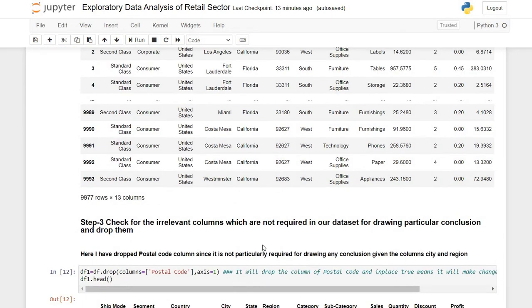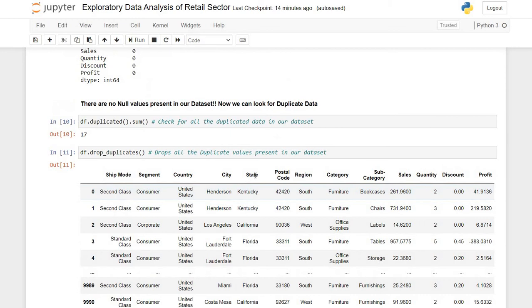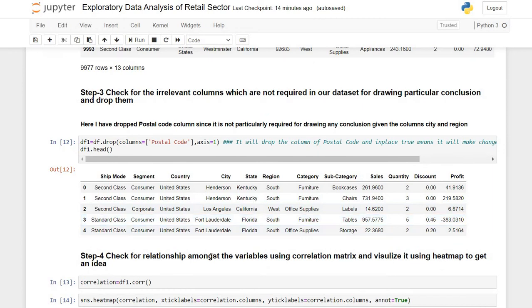Another step, step 3, is to check for irrelevant columns which are not required in our dataset for drawing particular conclusions, and drop them. There are 13 columns present in our dataset. However, one of the columns that I have dropped here is the postal code column, since it is not particularly required for drawing any conclusion, given that we already have the columns of country, city, state and region. So we don't require the postal code column for anything. After dropping it, there are 12 columns remaining in our dataset.